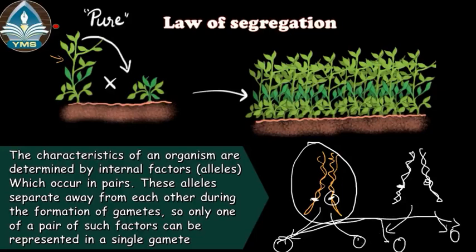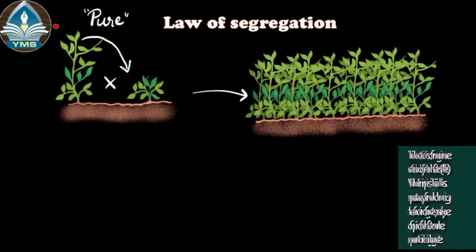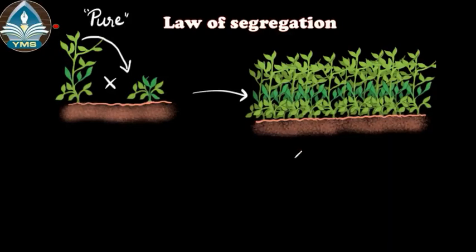So, Mendel, look here. Mendel referred to these alleles using letters. For example, this plant is tall because it has two alleles. Let's refer to them as tall, capital T, capital T. This plant is short because it has two alleles, small t, small t.